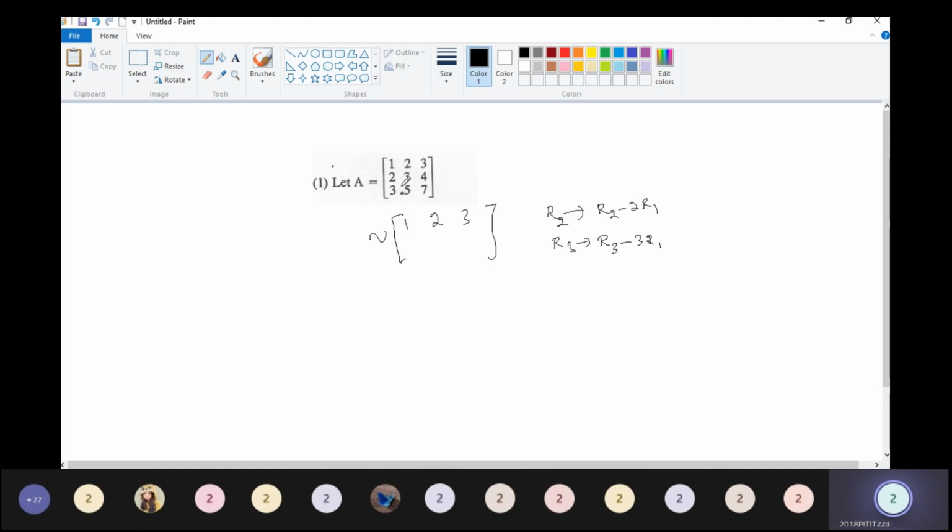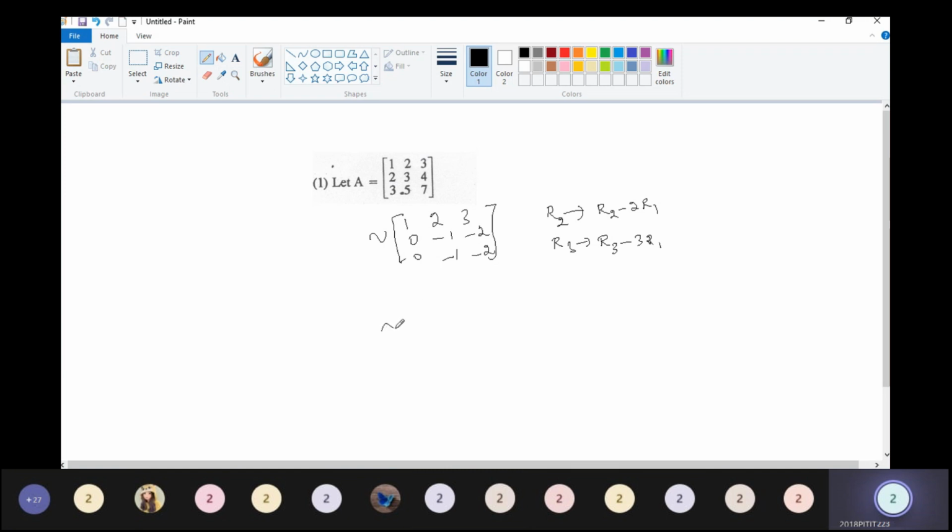Using this, the two elements become 0. 3 minus 2 into 2, 4, that is 3 minus 4 is minus 1. 4 minus 6, that is minus 2. Then 3 minus 3 is 0. 5 minus 3 into 2, 6, 5 minus 6, that is minus 1. 7 minus 9, how much? It is minus 2.